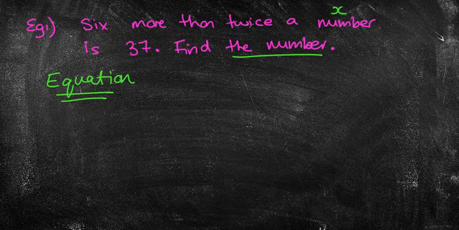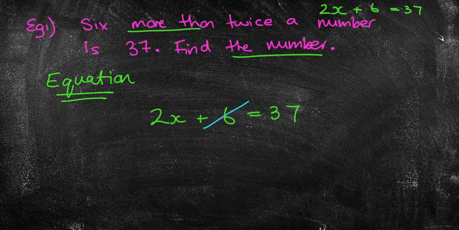This says twice a number. Well, we just saw that. Twice a number was 2x. 6 more than. Well, we just saw that before. That was adding 6 onto it. Is 37. Well, that means equals 37. So what I've got here is a nice 2-step equation which I can go ahead and solve.